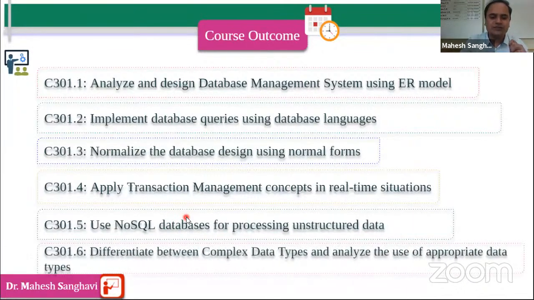Now the last course outcome will be differentiate between complex data types and analyze the use of appropriate types. There are various different data types available in your DBMS, how to handle graphical data, how to handle spatial data, all kinds of data types that you will learn here. And then you will be able to differentiate between each and every database.